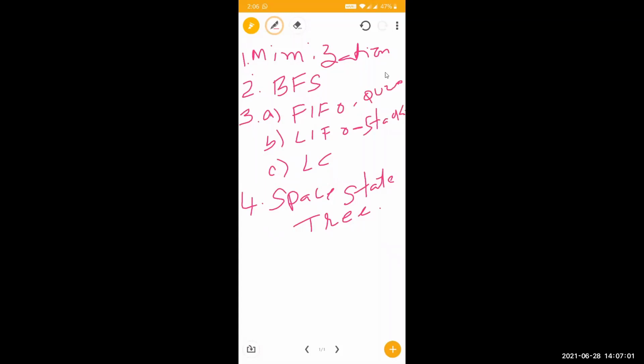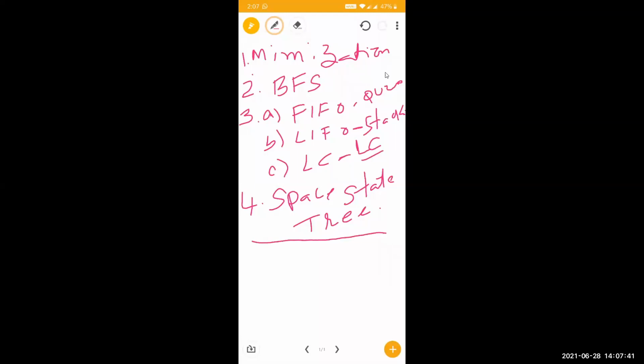Least cost, in the sense, while expanding the state space tree, it must always be given some kind of cost on the edges of each and every tree. Based on that, the least cost, LC itself, is the solution here. Least cost can be taken into consideration. In this way, three different modes are there to get the output of that particular problem.